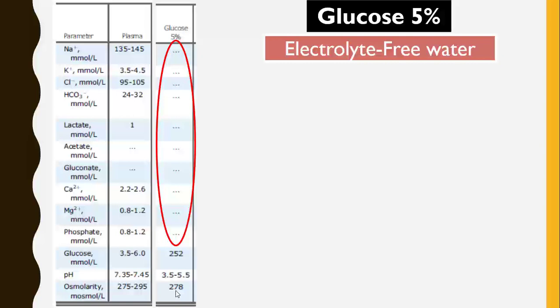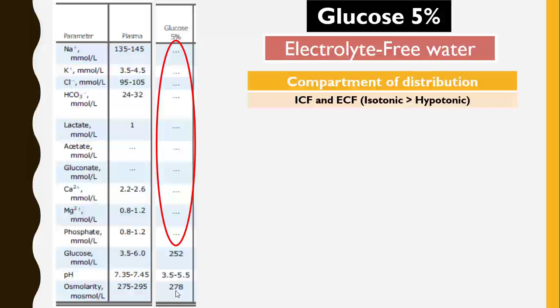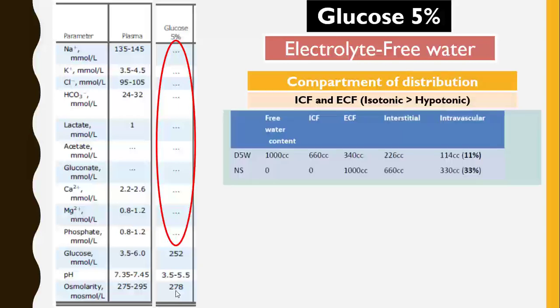If I ask you what is the main compartment of distribution, it will be the intracellular fluid and the extracellular fluid, not only the extracellular fluid. And this is a representation: if I give the patient 1 liter of glucose 5%, 2/3 will escape to the intracellular space and only 1/3 to the extracellular space, with a very little amount in the intravascular volume.